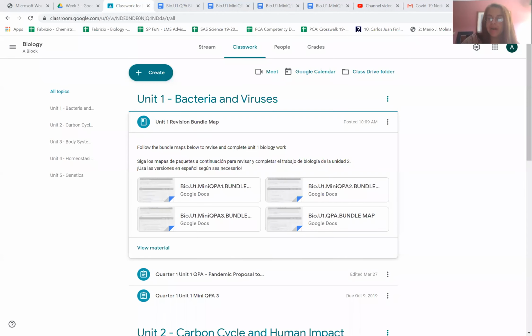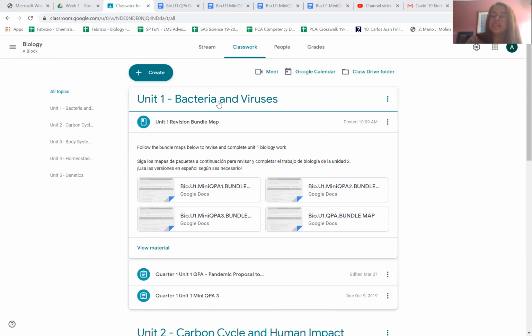So we're going to go over what you need to do in order to achieve mastery for Unit 1 in biology. If you go to your biology class with Ms. Fabrizio on Google Classroom and go to classwork, Unit 1 revision is right at the tip top, so it should be easier for you guys to find. You can go through each of the learning bundles. I have an overview for each of those, so I'm not going to go into too much detail about those. I'm just going to talk about what this whole unit is about.